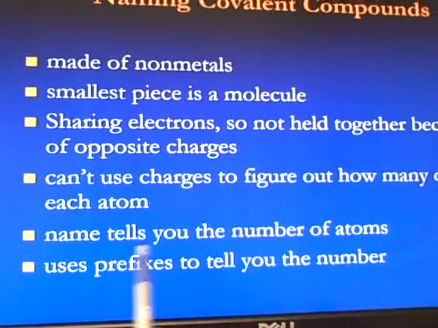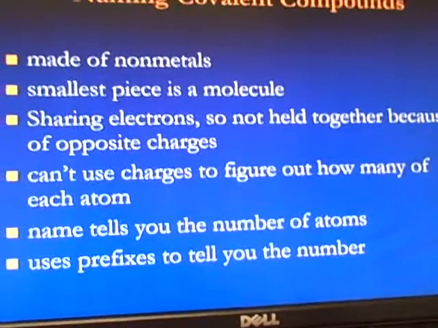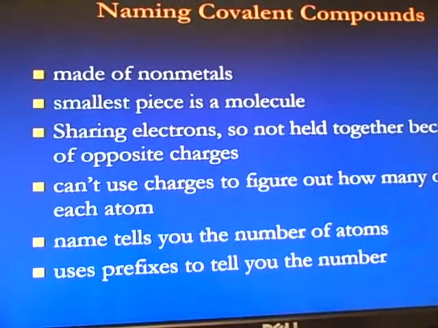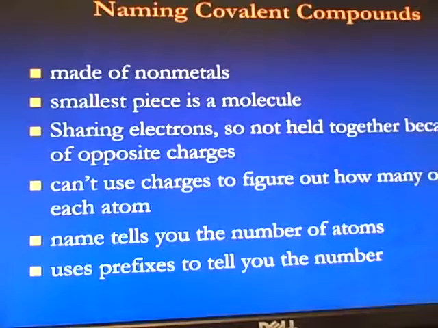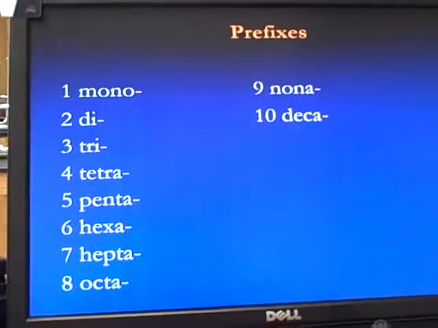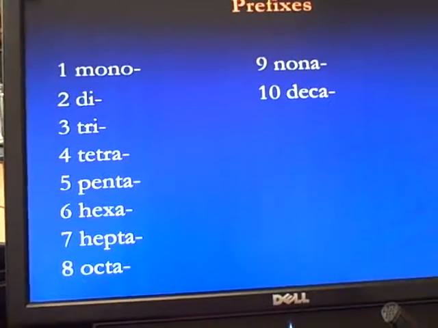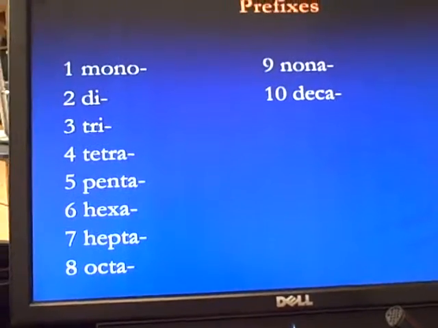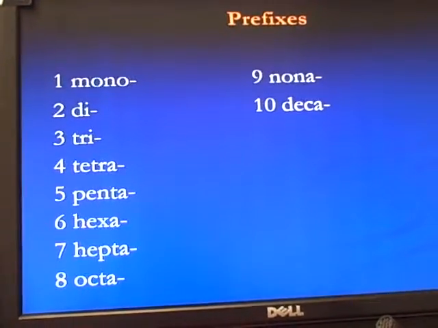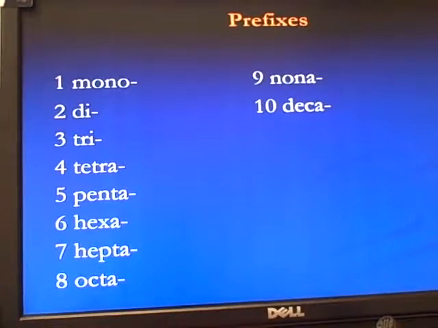Okay, so this is the part from the slide that you want to include. Instead of using charges, we're going to use prefixes to tell us how many of each type in the formula and in the name. So next I put on your sheet this 1 through 10. Oh, there it is, 1 through 10. And here are the 10 prefixes that we will use. Luckily, a lot of these should already be familiar to you, so you won't have to learn them. A couple might not be, but again, a lot of these you should already know. So I would pause the video now so you can fill these in on your note sheet.